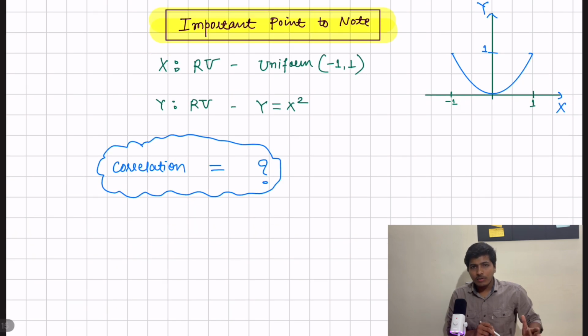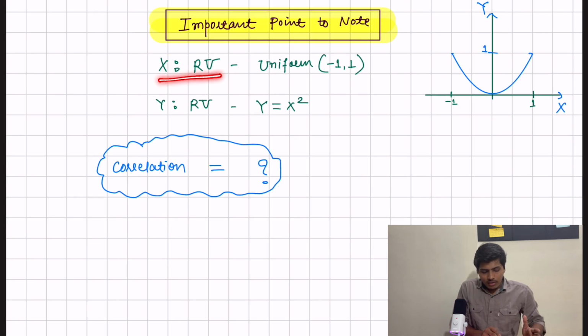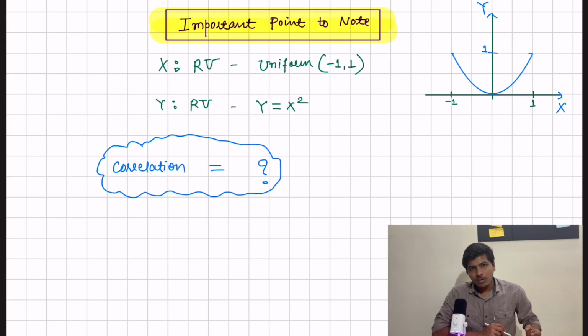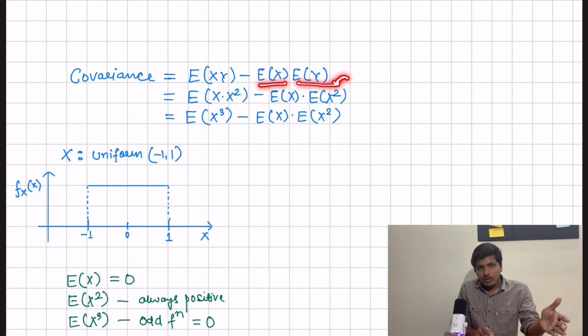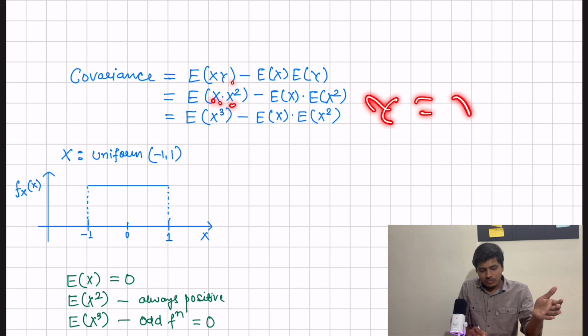Now let's put forward an important concept here. Let's say x is a uniform random variable, and y is another random variable defined as y equals x square. Then what will be the correlation between x and y? Will it be 0 or non-zero? Let's see how we can establish the correlation between these two random variables. Covariance between x and y is equal to expected value of xy minus expected value of x times expected value of y. Here we know that expected value of x times y is x times x square, because y is equal to x square.